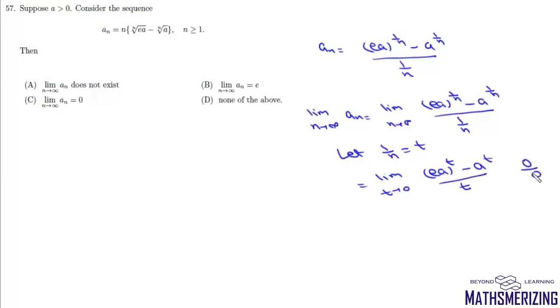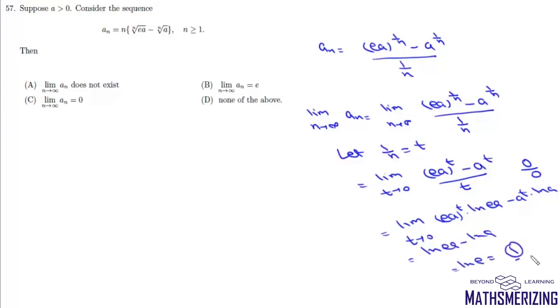Now this is 0 upon 0 form, so we can use L'Hopital's rule. So we can write limit t tends to 0, (ea)^t into log(ea) minus a^t into log a. Now we'll put t as 0, so we'll get this as log(ea) minus log a. So it'll be simply ln e, and ln e is nothing but 1. So the answer to this limit is 1, which is none of the above, option number D.